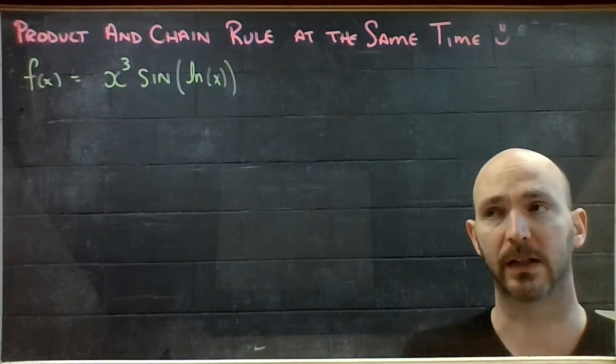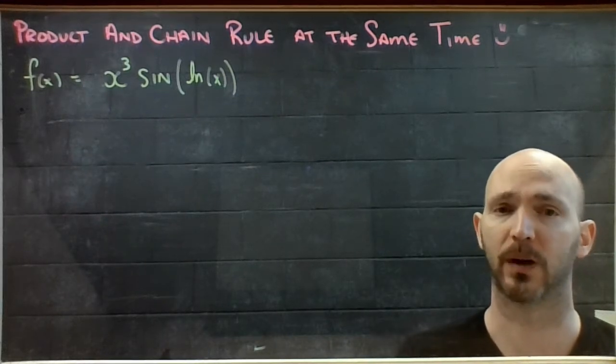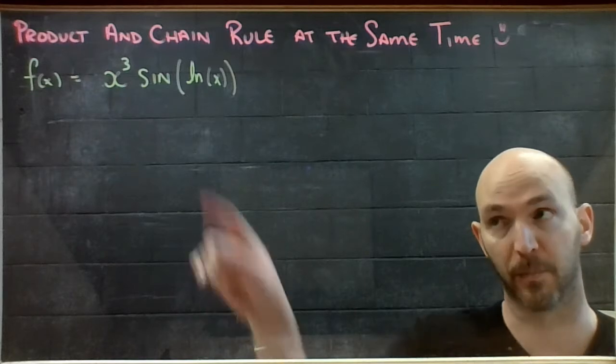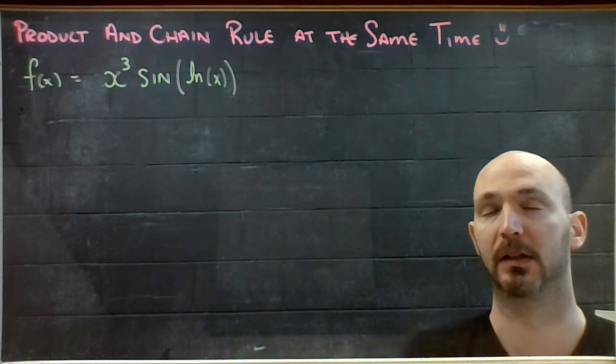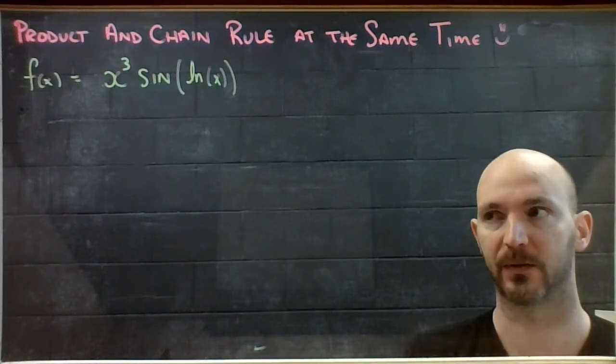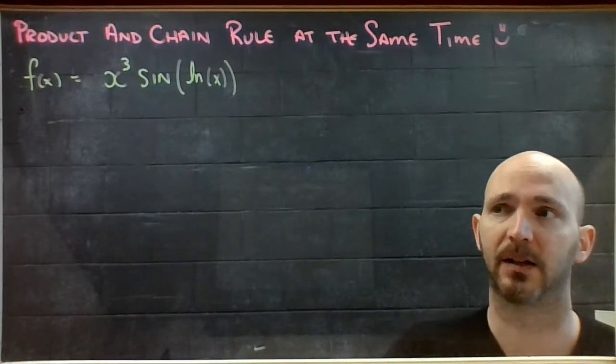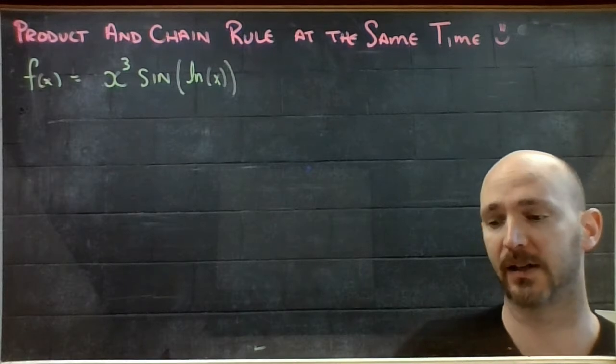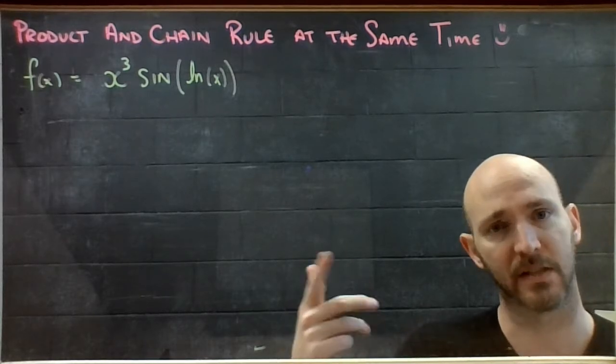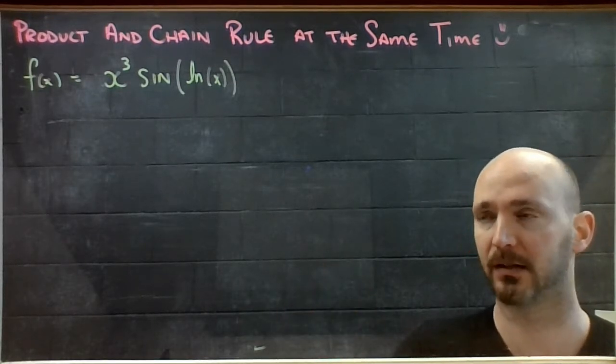So it frequently happens that you need to take the derivative of a function that requires both product and chain rule in order to get its derivative. So this function is an example of that. So first off, how to recognize something like that. I'm going to use the drawing loops method here again.